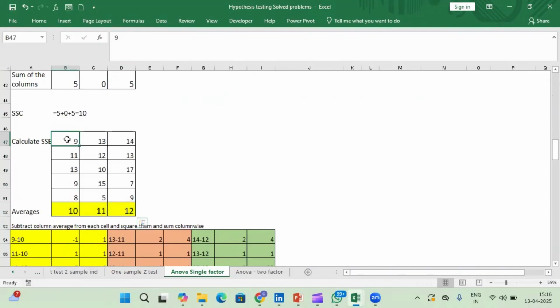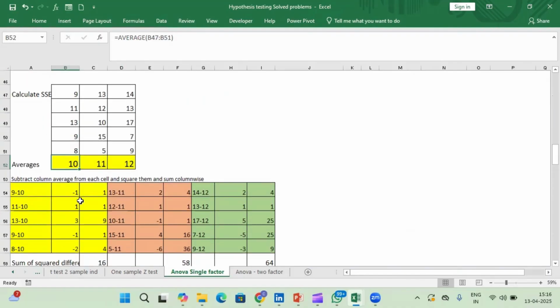Now to calculate SSE, what you have to do is take the same table you had earlier. Now I have to take each cell minus its average. So 9 minus 10, 11 minus 10, 13 minus 10, 9 minus 10, 8 minus 10. 13 minus 11, 12 minus 11, 10 minus 11, 15 minus 11, 5 minus 11. 15 minus 12 is here. 13 minus 12 is here. 17 minus 12, 11 minus 12, 9 minus 12. First we write in this column, then this column, this column.